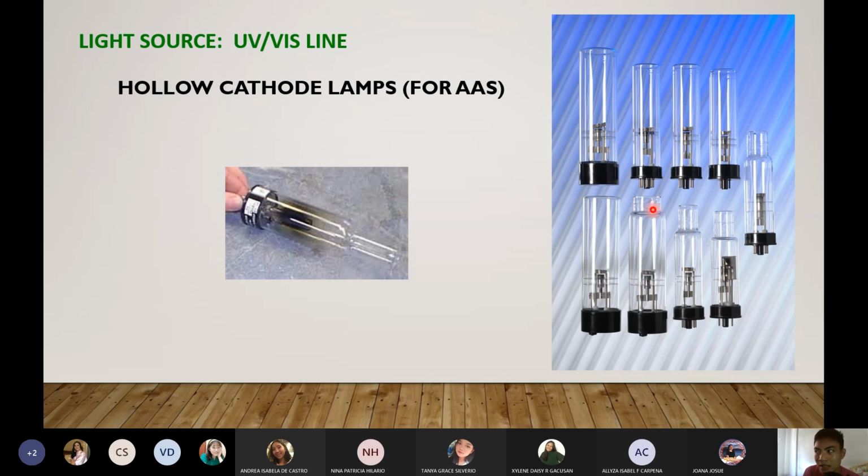Kunwari, gusto mo naman is lead, and may special lamp for lead, no. Kunwari, gusto mo zinc, may special lamp for zinc, no. Magnesium, may special lamp for magnesium. So basically, this contains the gaseous vapors of the metal. Okay. So this is used in AAS or Atomic Absorption Spectrophotometry.